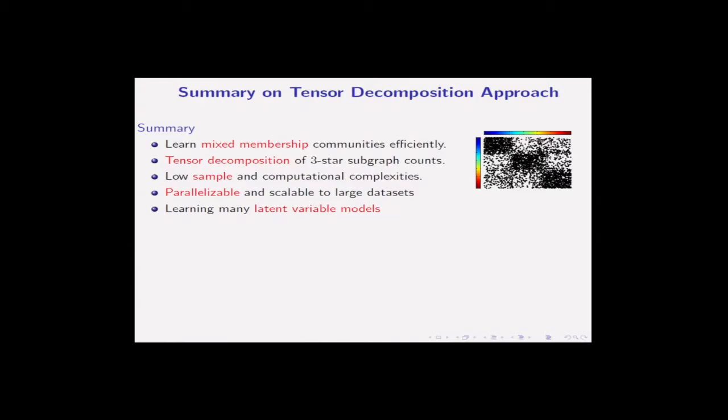So in summary, for this community detection, we have pretty much reached the limits of sample complexity. We have very efficient computational complexity which can be parallelized. And this is also applicable for a wide range of data sets.